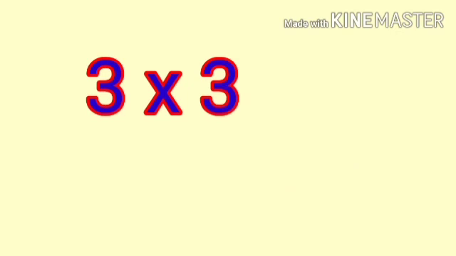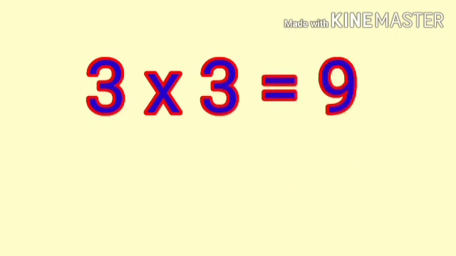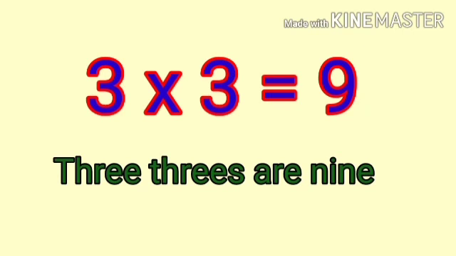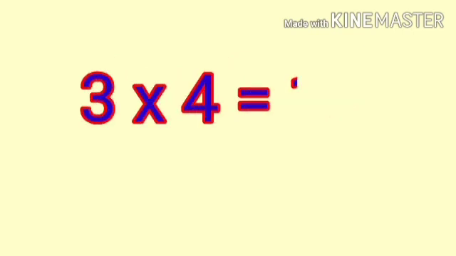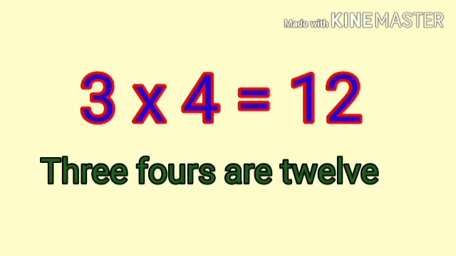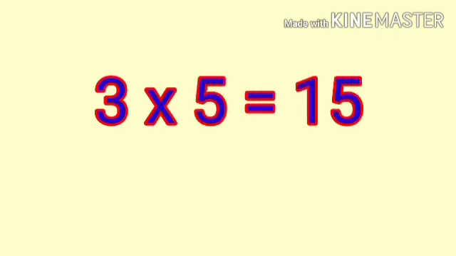3 into 3 is equal to 9. We can read it as 3 threes are 9. 3 into 4 is equal to 12. We can read it as 3 fours are 12.